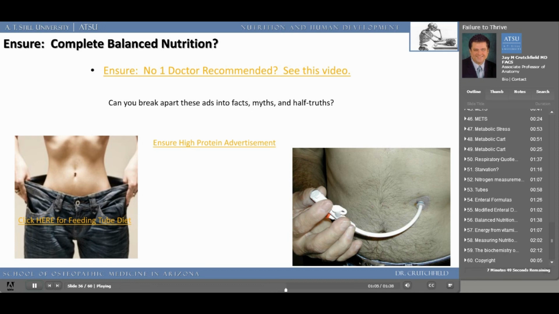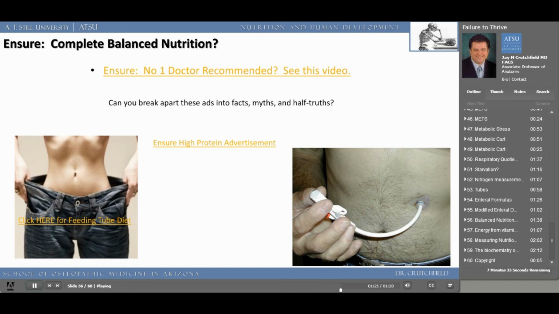So the question is, was the weight loss healthy? Was it supervised? Was it done slowly? Were they in ketosis? Were they starving, or were they malnourished, or both? On the right, we see a patient who has a gastrostomy tube in place.